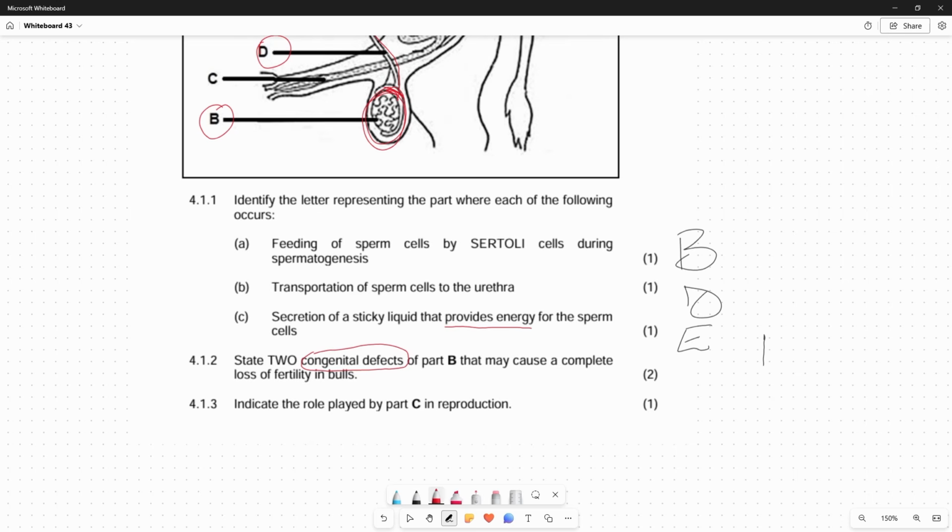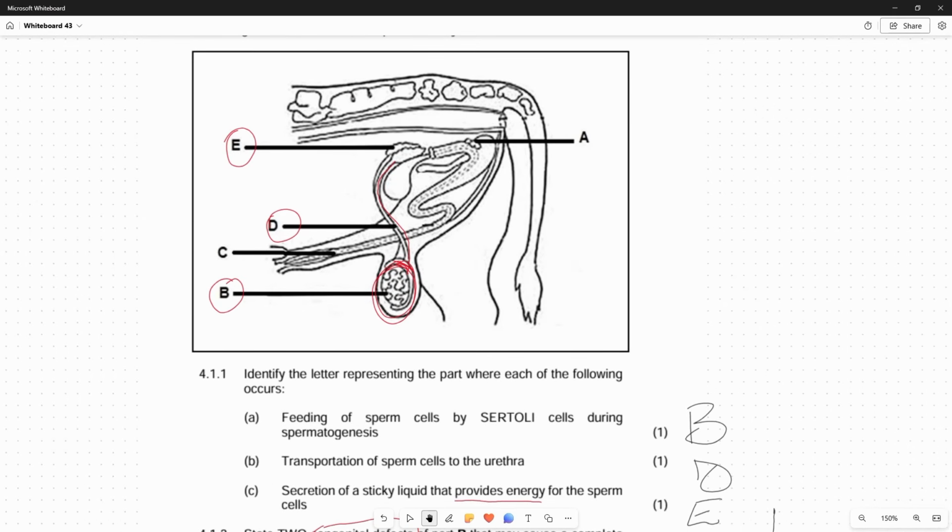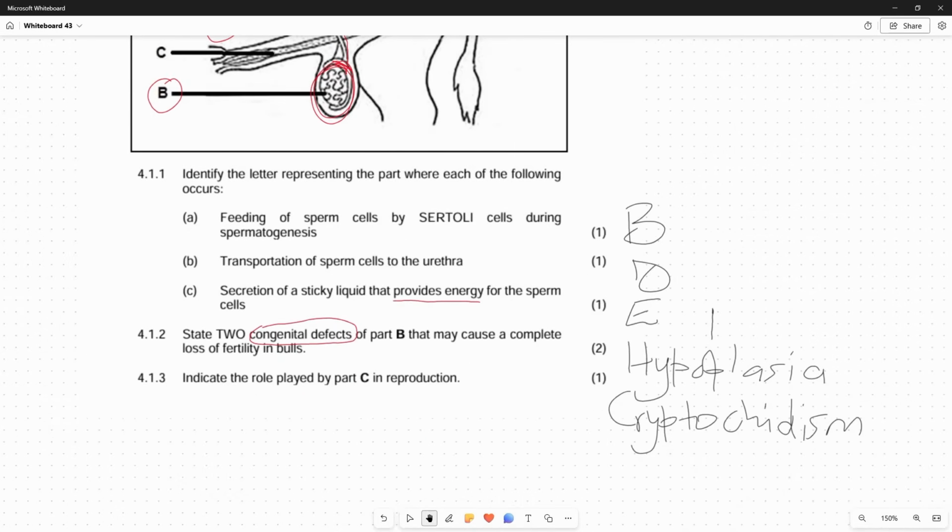You can't say castration, for instance. Even if you remove the testes, that is not congenital. So one of the congenital defects there, it can be hypoplasia, which we said is the underdevelopment of the testes. Part B can be underdeveloped. The other one is cryptorchidism. If these testes do not descend into the scrotum bag, if they remain up there in the abdominal cavity, zingazohlala up kwi-scrotum. So that could be another congenital defect there.